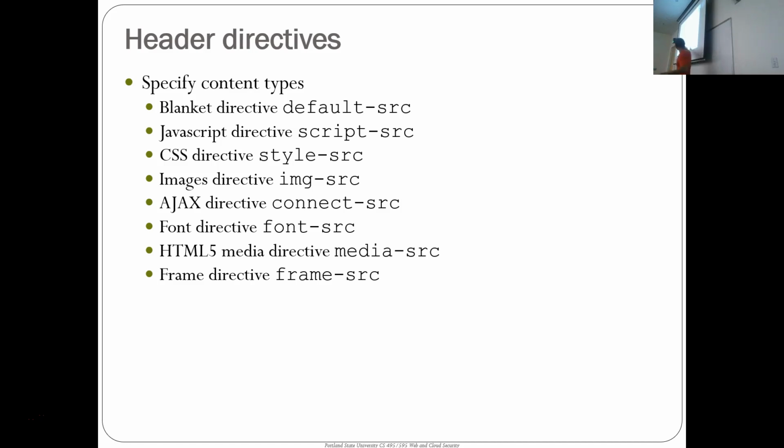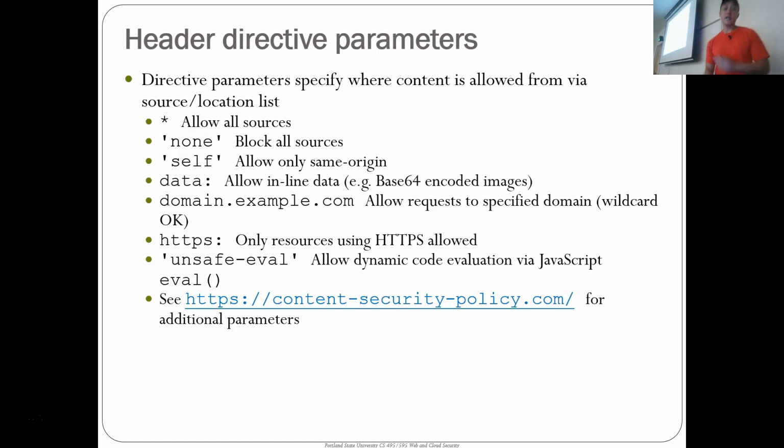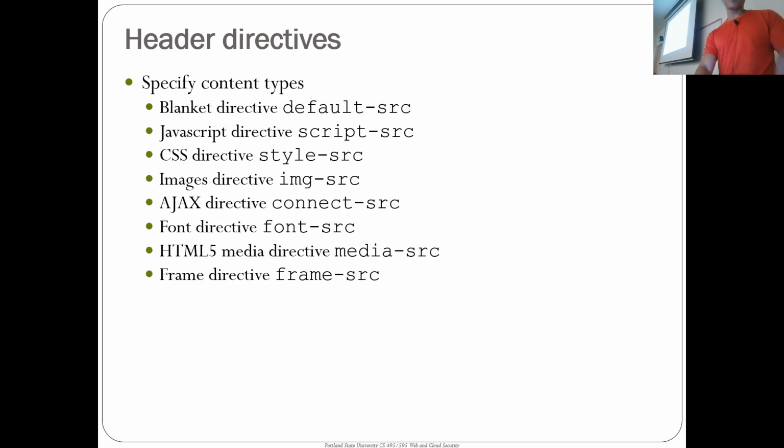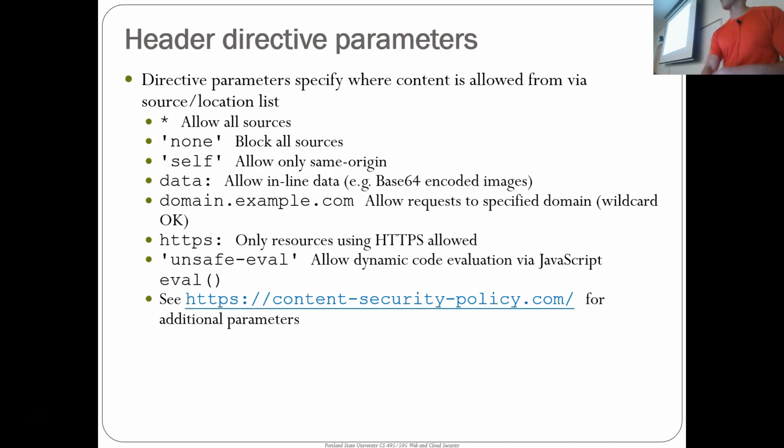The policy is for one of these content types. And the value I want to associate with that content type is the locations that that content is allowed to be delivered from. So in this case, if I put a star, that means I can allow everything. I can completely disable the same origin policy, right? So if I did default source star, this is like, I don't care about security at all.